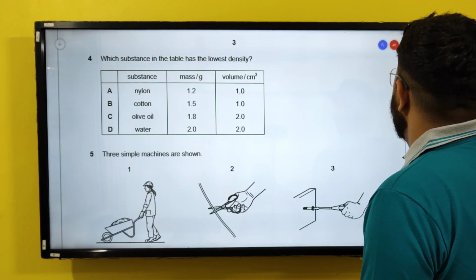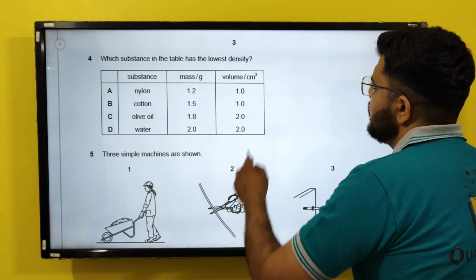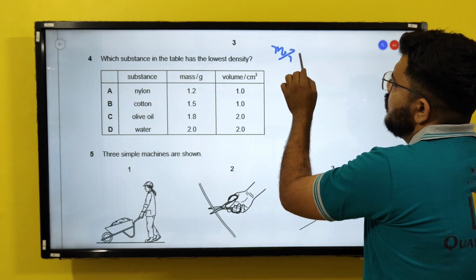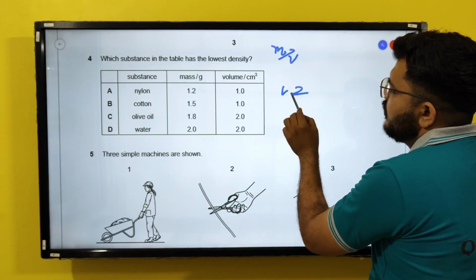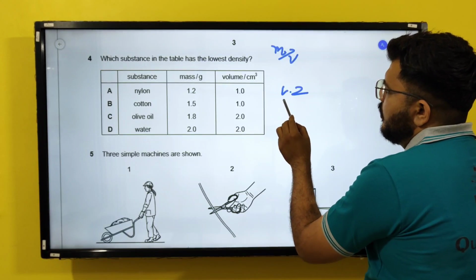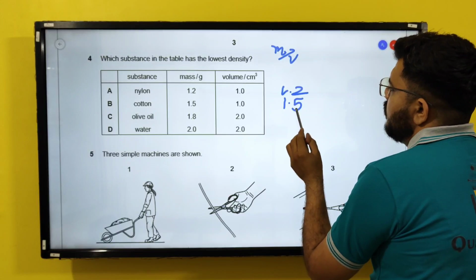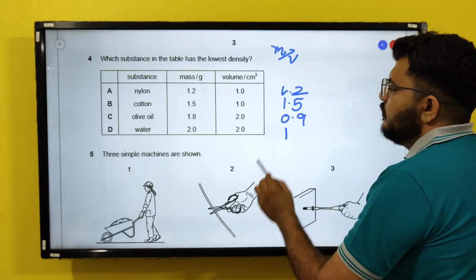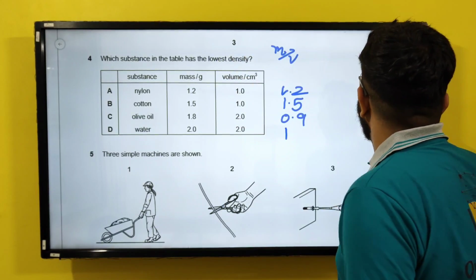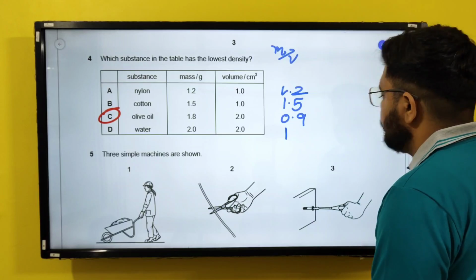Then we have question number 4. Which substance in the table has the lowest density? Let's quickly find density by the formula mass upon volume. You have 1.2 upon 1.0, which will give you 1.2. You have 1.5 upon 1.0, which will give you 1.5. You have 1.8 upon 2.0, you will have 0.9. 2 upon 2, which will give you 1. This is asking lowest density. So answer is option C.